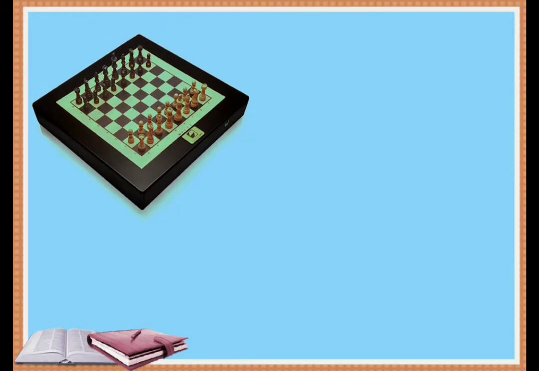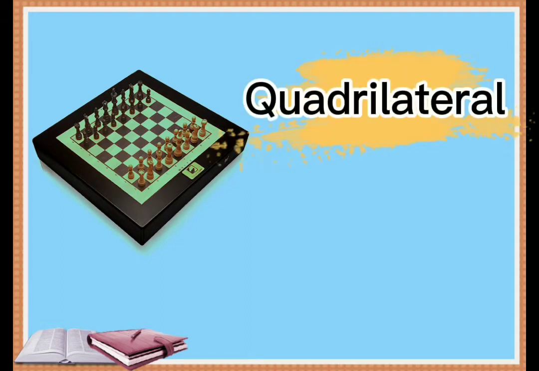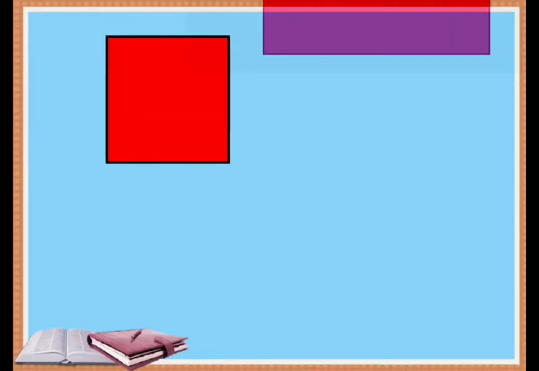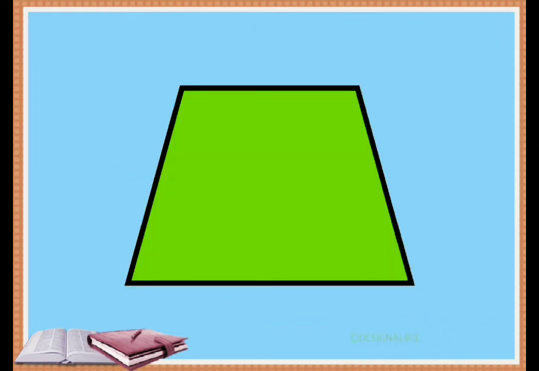Next one, we have here a chessboard. This object forms a polygon with 4 sides and it is called a quadrilateral. A quadrilateral has 4 sides and 4 angles. Here are some examples of quadrilaterals. Other quadrilaterals are square, rectangle, parallelogram, rhombus, trapezoid, and many more. I will tackle these quadrilaterals more in the later part of this video. Let's go to the next one.